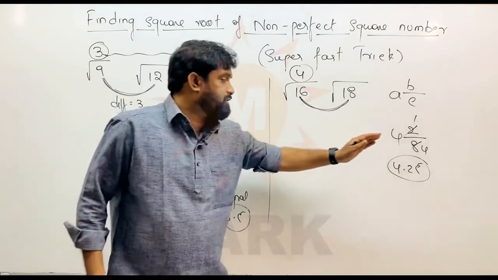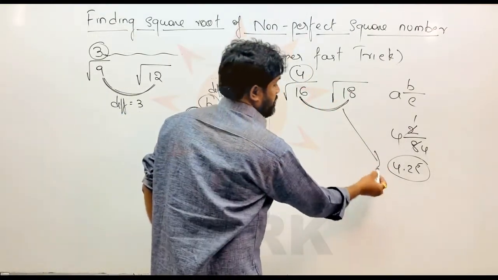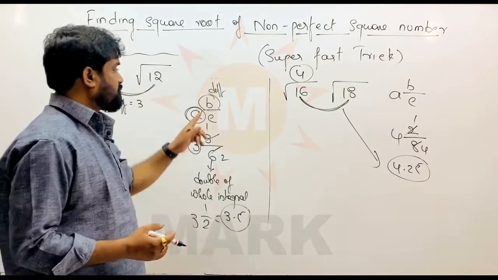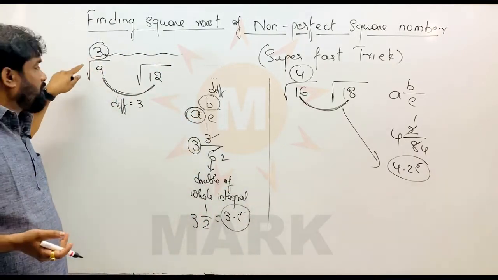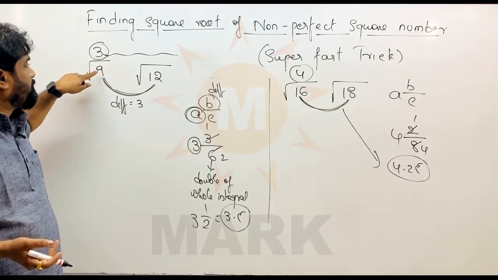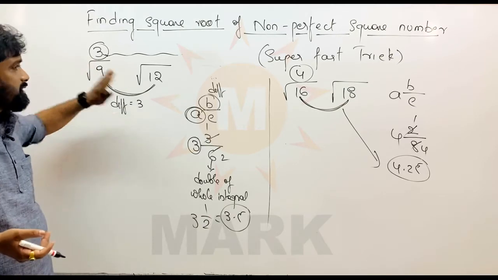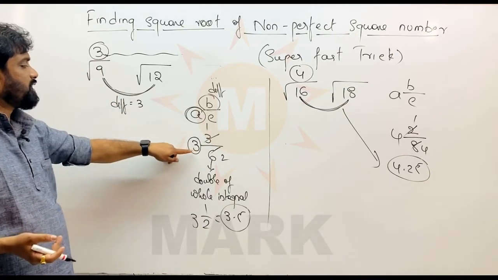4.25 is the approximate square root of 18. Okay, so this is the method. First, you take the perfect square just before the given number, and the square root of that perfect square will come here as the whole integral part.